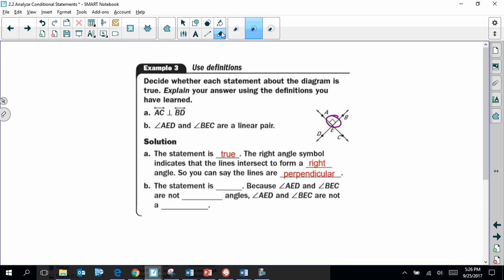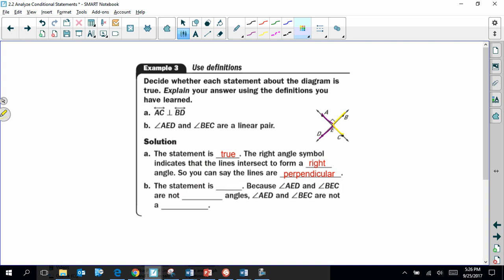Now, looking at the next one, part B, we're saying angle AED. So here's angle AED. And then we're talking about angle BEC. So here's angle BEC. We're trying to say that those two angles are a linear pair.